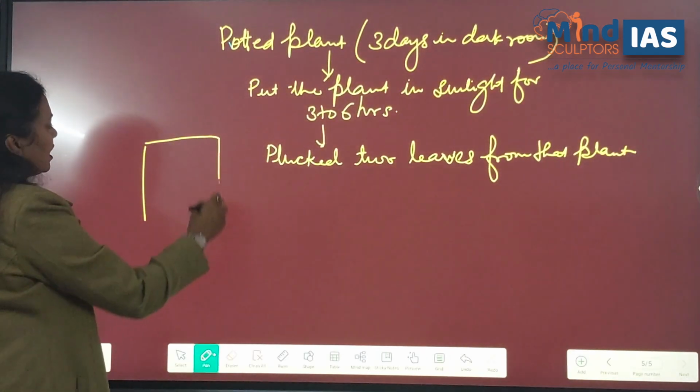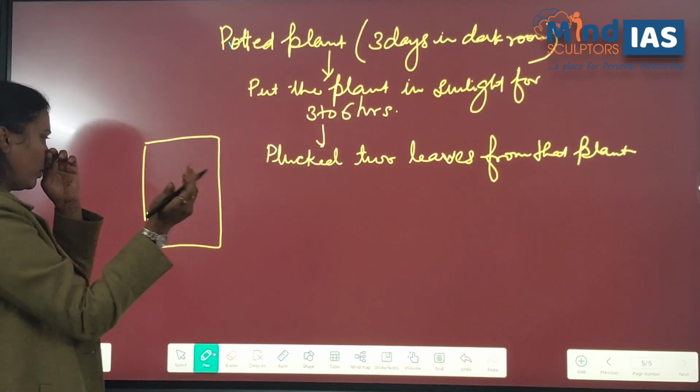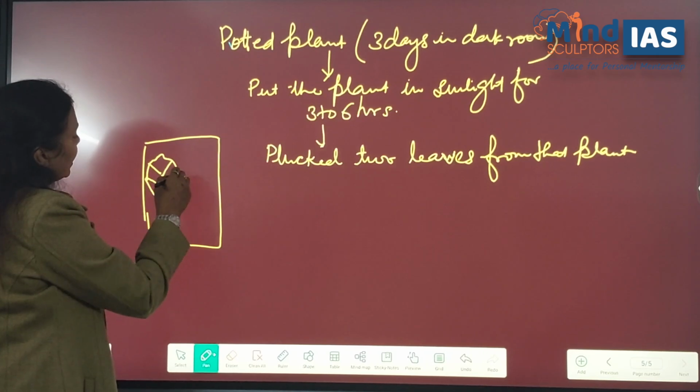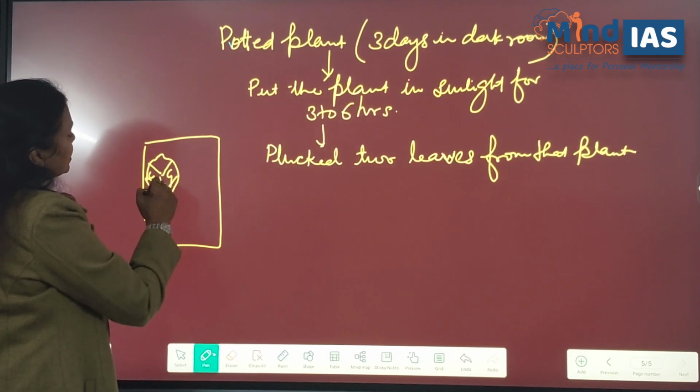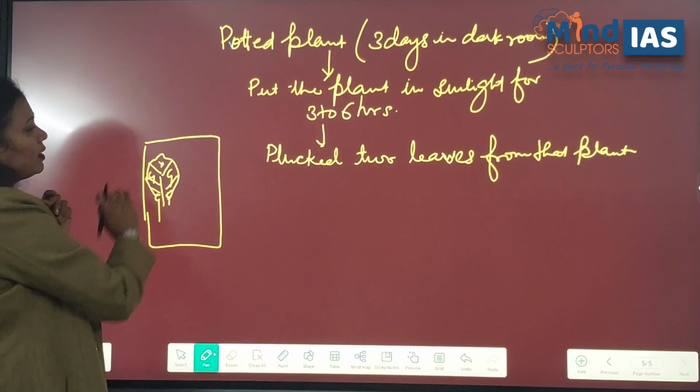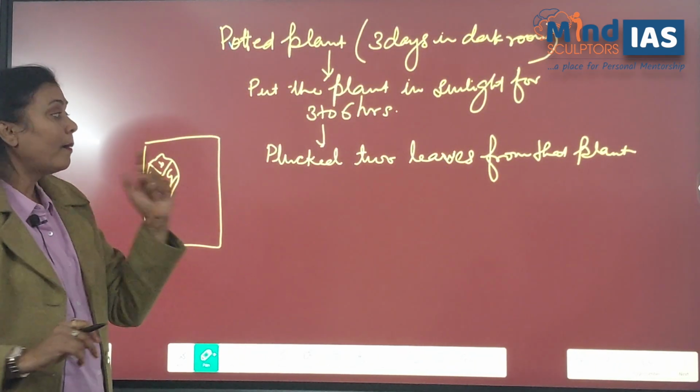You can take a piece of paper or a page of your notebook and put the leaf on it and mark the green areas, which is, suppose this is green, this is green, this is yellow, this is green and this is green. So you mark all the green areas on the paper.